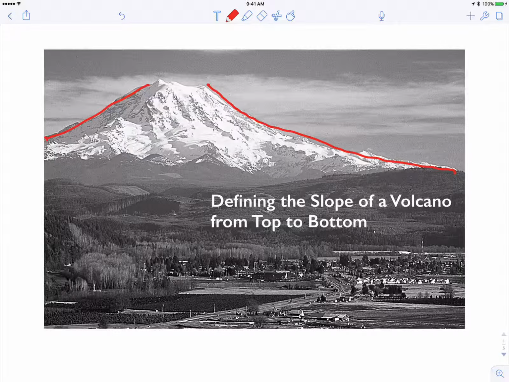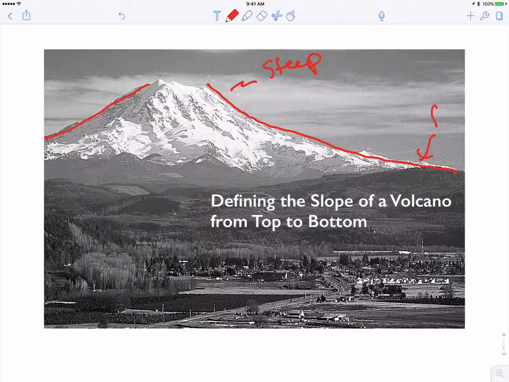It's steeper at the top and flatter down at the bottom. So we want to take that into account and see if we can use that to come up with a mathematically simple way of describing our volcano shape that will make the math that we need to do to solve for the Lahar problem a little bit more straightforward.